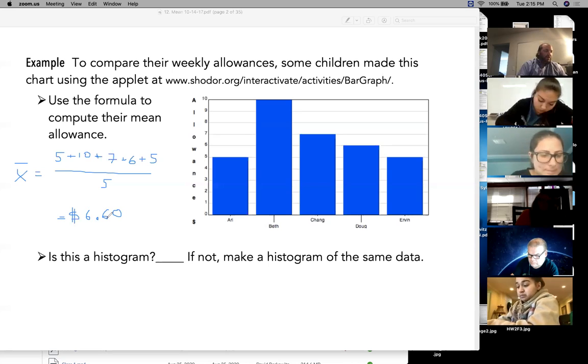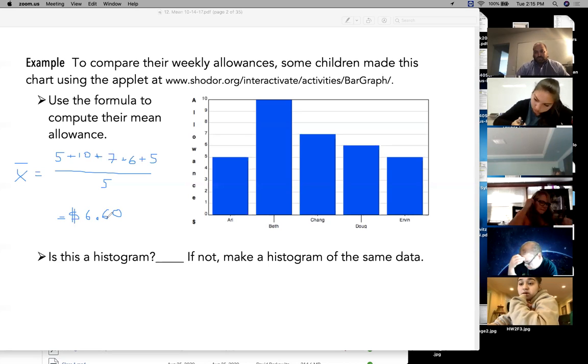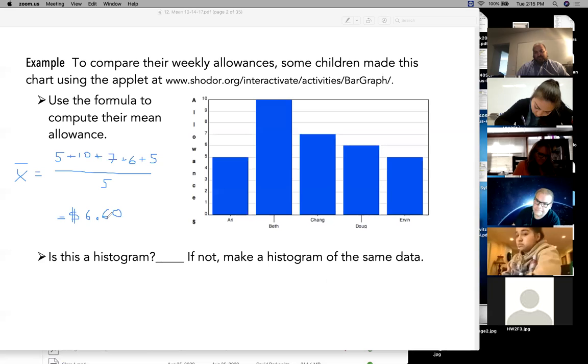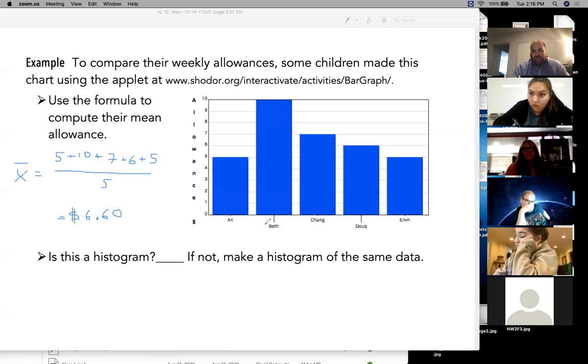Is this a histogram? Yes, is this a histogram? Because the bars have to touch, right? First of all, the bars have to touch, which they're not. Second of all, for a histogram, this is not categorical. This is not each person. A histogram has to be quantitative, has to be numerical, on the bottom.